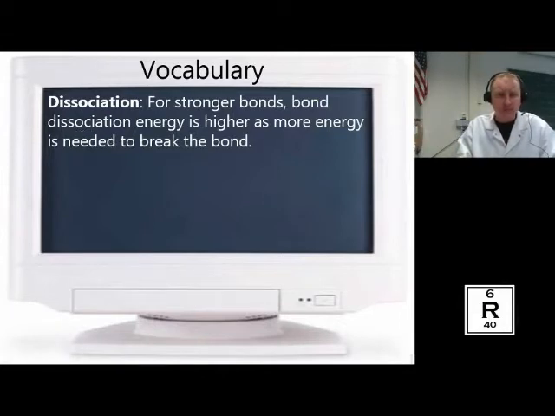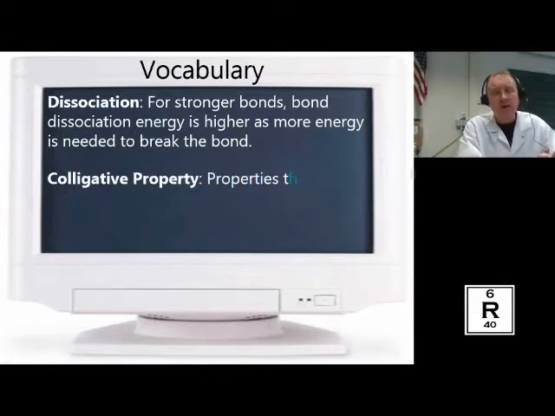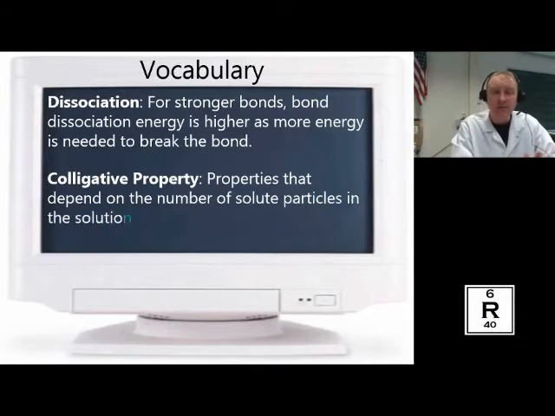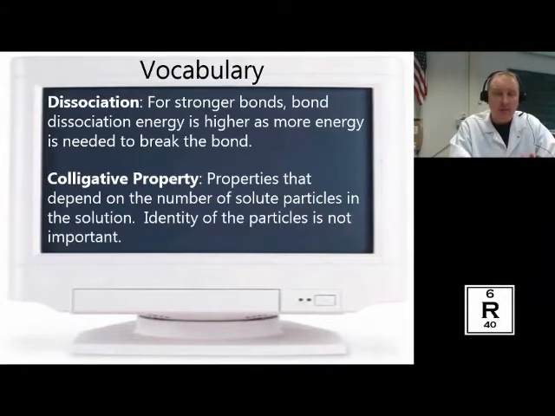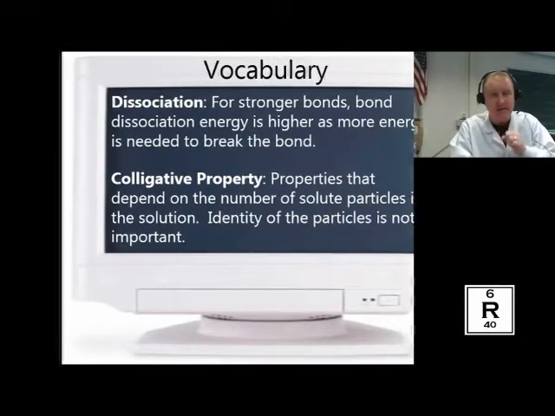And the other word is colligative properties. Colligative properties are properties that depend on the number of solute particles in a solution. It just matters how many things are dissolved in a solution. What the particles are doesn't matter. It's just how many particles are in the solution. That's colligative properties. So with those 2 things, let's get into this.